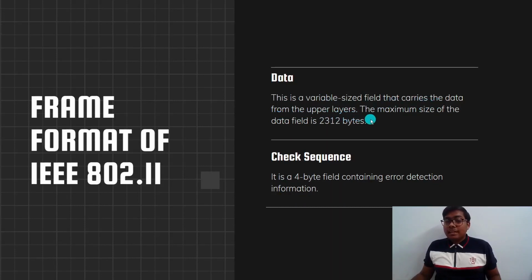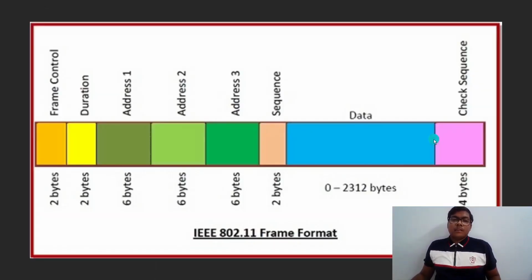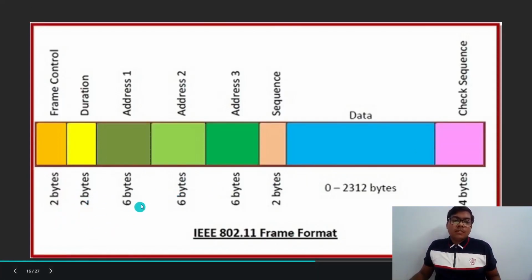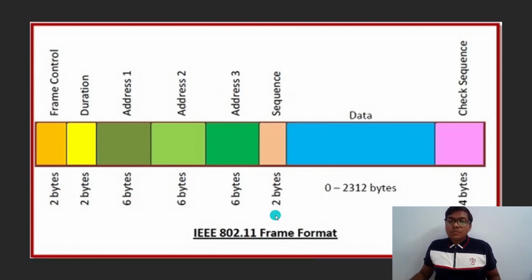Data, this is a variable size field that carries the data from the upper layers. Maximum size of the data is 2312 bytes. Check sequence, and this is the final and the most important also. It is a 4-byte field containing error detection information. This is a representation of frame format. The 2 bytes of frame control, 2 bytes of duration, 6 bytes of address 1, 6 bytes of address 2, 6 bytes of address 3, followed by 2 bytes of sequence, 0 to 2312 bytes of data, and finally the 4 bytes of check sequence.